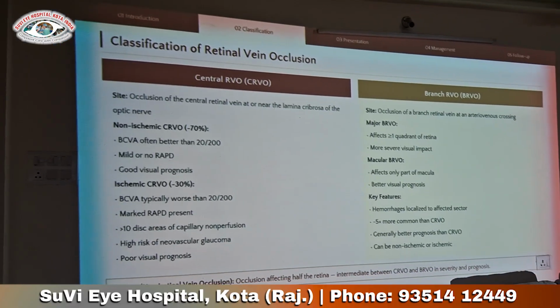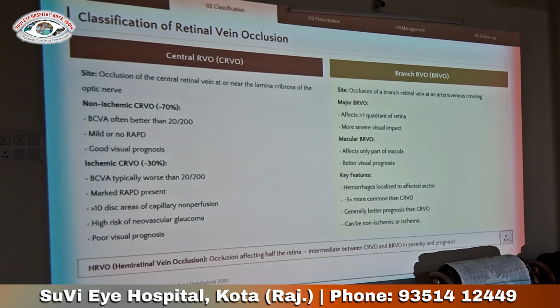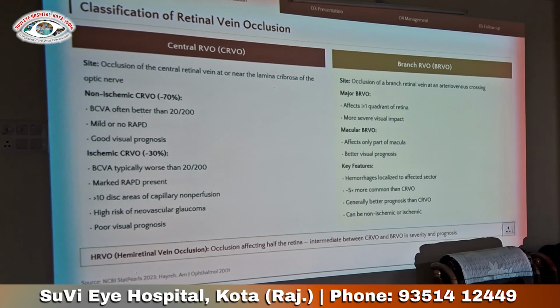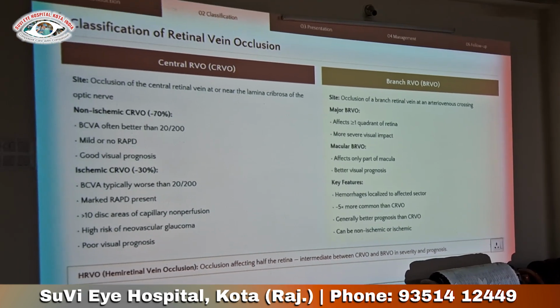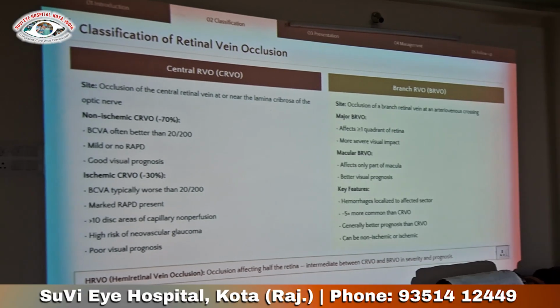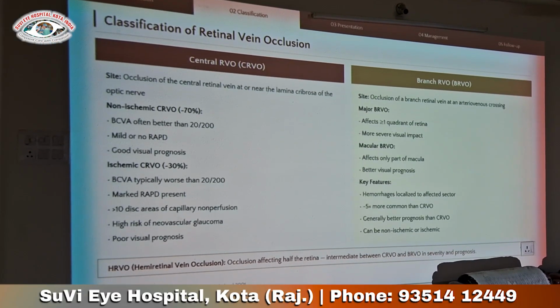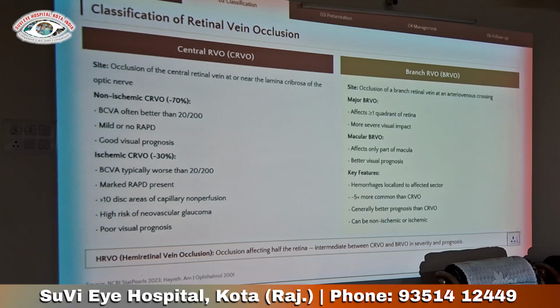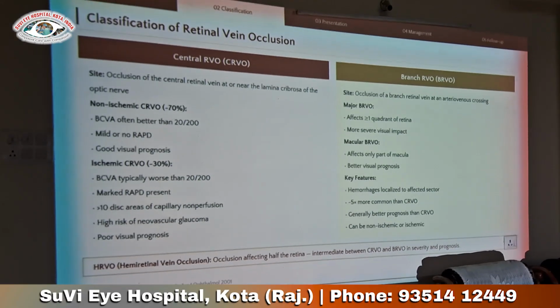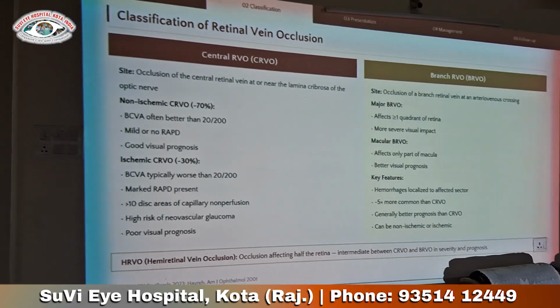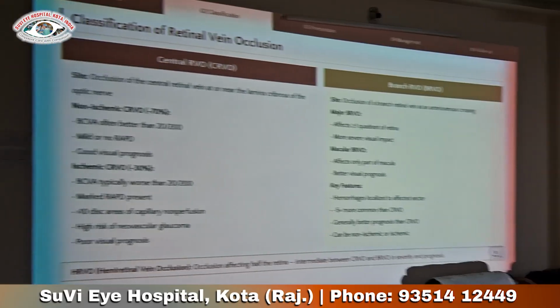Basically, non-ischemic CRVO was classified on the basis of fundus fluorescein angiography. What they measured is the capillary non-perfusion areas. Less than 10 disc diameters of capillary non-perfusion area was classified as non-ischemic, and greater than 10 disc diameters was classified as ischemic CRVO. So yeah, these are the points. Thank you. Go ahead.